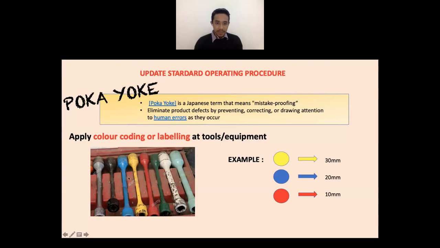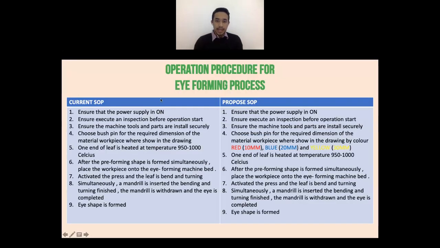So this is the first picture that I want to show to all of you, that color coding at tools. I give an example of a bush pin. So I choose the red for 10 mm for the diameter for the bush pin, blue 20 mm and yellow for 30 mm. So operating procedure for I-forming process. So this is the current, and then this one is a proposed.